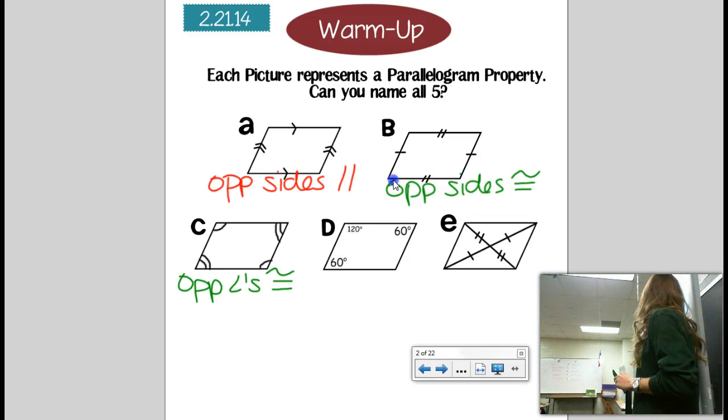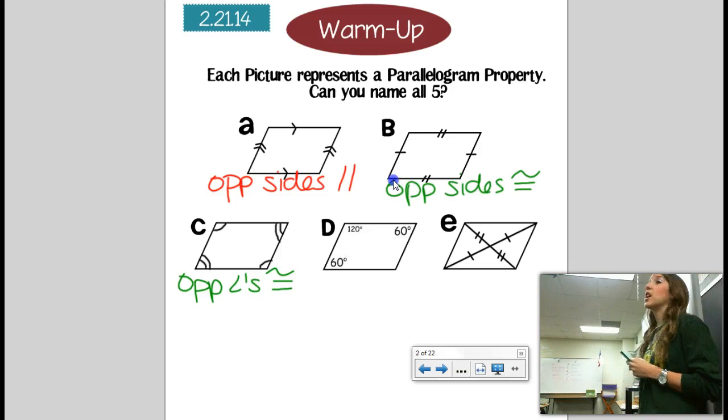How are those numbers related? 120 and 60. What do 120 and 60 have to do with each other? What word do we use for that, that Ashley said, that starts with an S? And Brett said no. So which angles are supplementary? Are opposite angles supplementary?